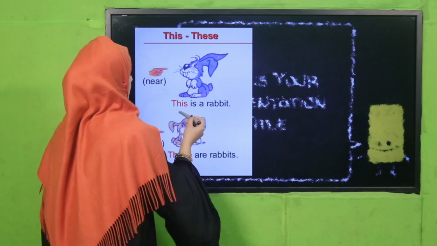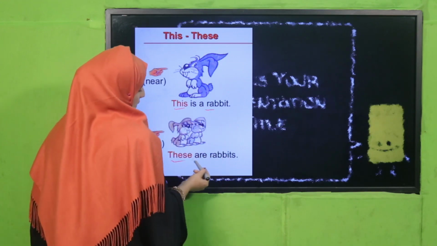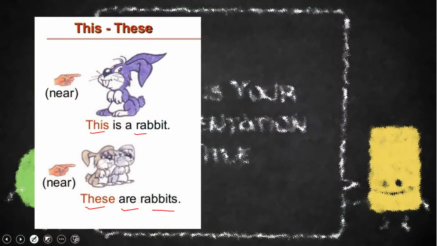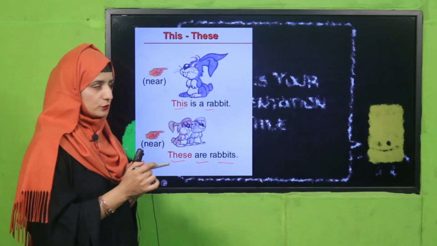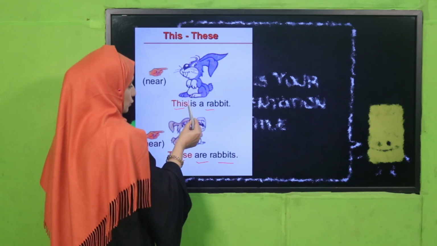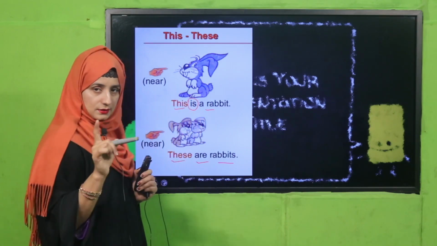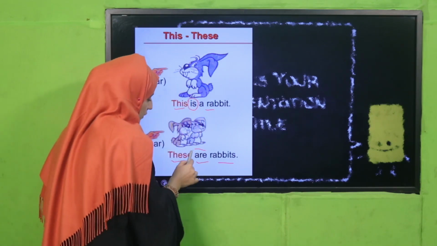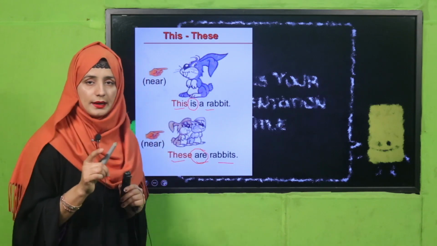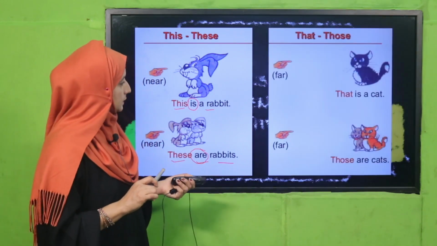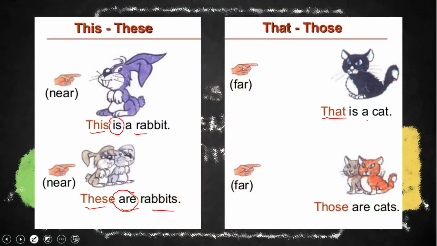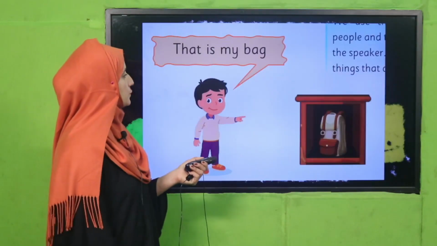Another example. This is a rabbit. These are rabbits. Have you got that? And we have to be careful with our verb also, my dear students. If the thing is singular, we have to use is. Keep remembering, if the thing is plural, we have to use are. Clear? Next, that is a cat. Those are cats. Is it clear, my dear students? Good job.